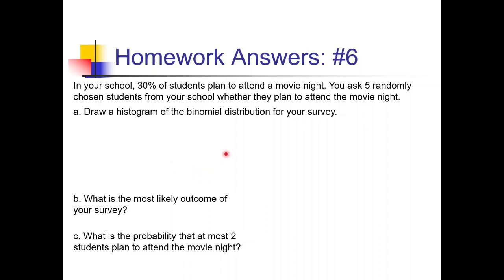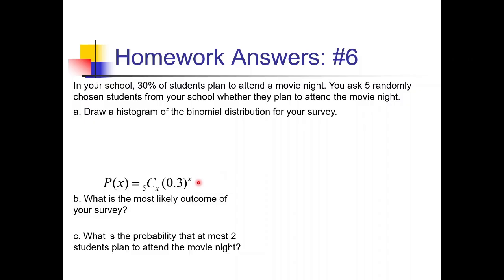So in this case, instead of doing n choose k, we're going to do 5 choose x. That allows us to plug in as many successes as we want. And now for the probability of success, that's our p-value. They said 30% plan to attend, so that would be 0.3. And we're going to raise that to the number of successes, which is x. So 0.3 to the x power, that's the p to the k part of this.